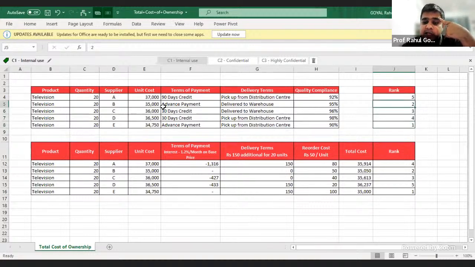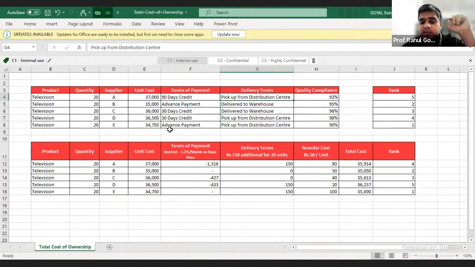And if supplier E is not feasible, or if we find some ethical or other issue with supplier E, we may want to go with supplier B. But that decision is only based on unit cost, and there are other factual information available to us. So there are terms of payment. This supplier is giving us 90 days of credit. He's saying that if you buy the product from me, you can pay me after 90 days. But supplier B is asking for advance payment. Suppliers C and D are giving 30 days credit, and supplier E advance payment.